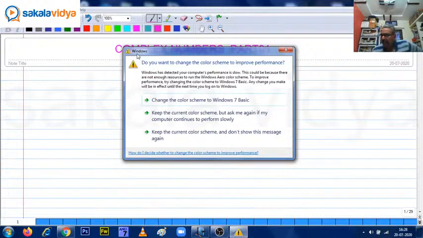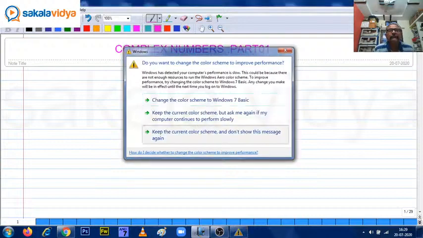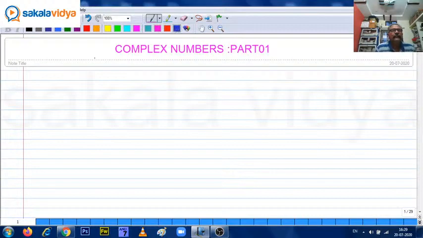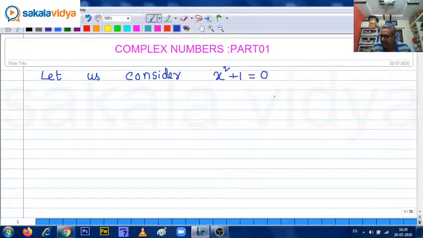Okay, let me give the introduction today. So first, let us consider x square plus 1 is equal to 0. We need to solve x square plus 1 is equal to 0. How to solve it? Plus 1 take this side, you get x square is equal to minus 1. Now we get x is equal to square root of minus 1.